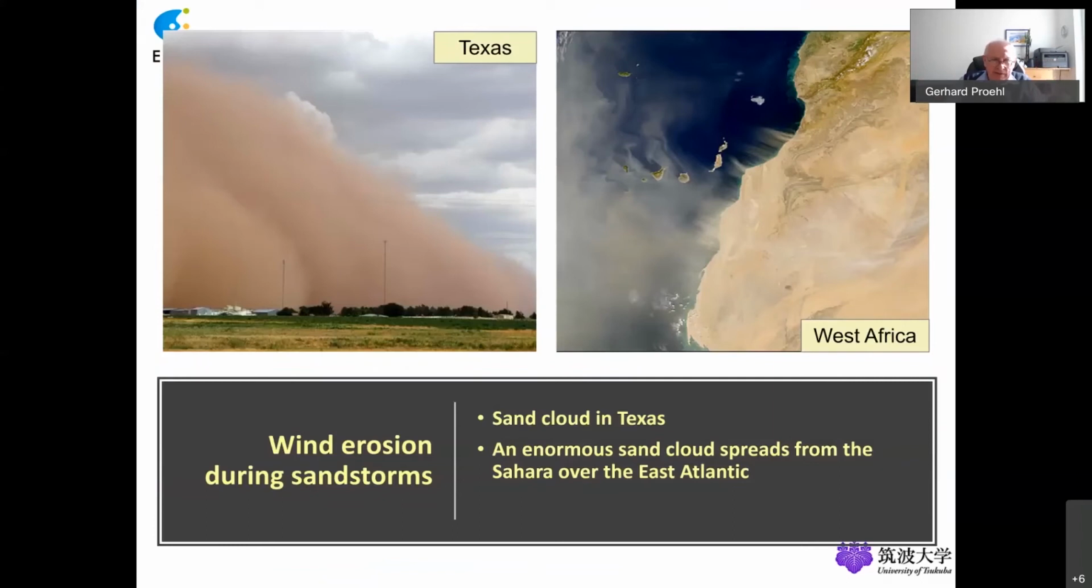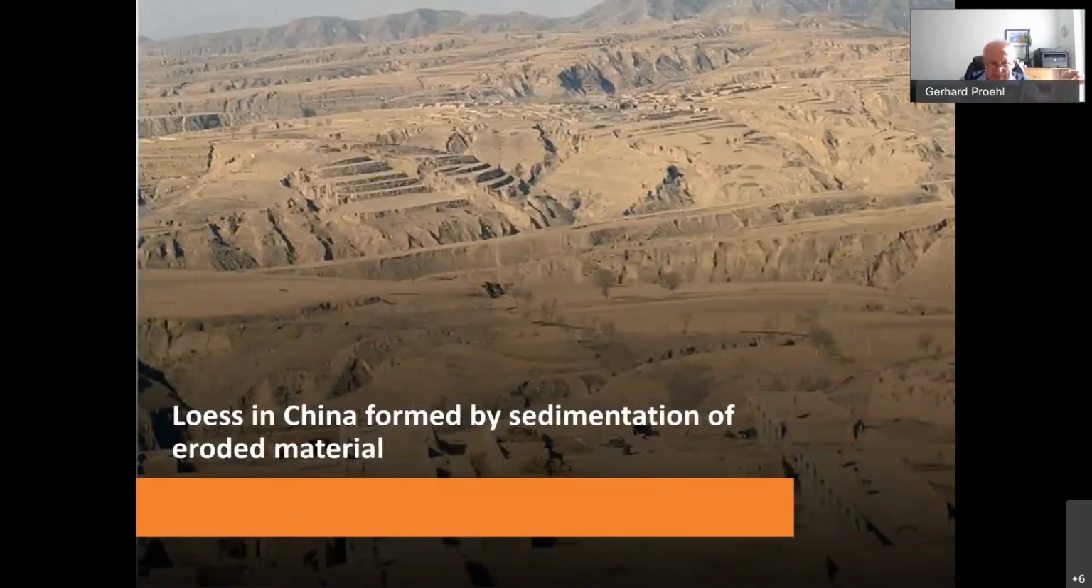Another wind erosion example is in Texas, a dry area, or in West Africa, where you see how material is blown from the Sahara over to the East Atlantic. So you see, it is a process which may be relevant. And there's also an example from China, where all this, what you see here, is loess, which was formed by the sedimentation of eroded material. So it's a global process. How far it is relevant depends on the site you consider, but it should be taken into account.